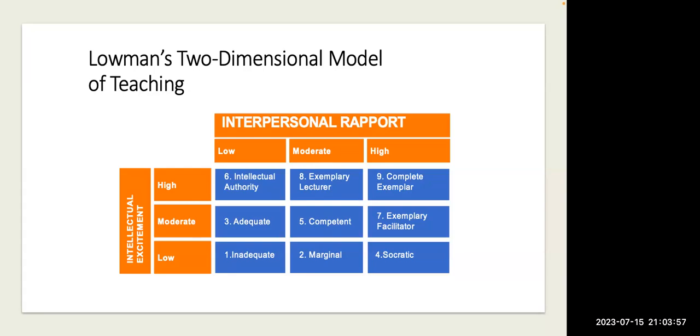You design your PPTs very well. You teach very well. You have good examples. You're very clear. People can understand you, but your interpersonal rapport is moderate. Then you are an exemplary lecturer. And then 9th is complete exemplar. So I will answer your question, Indu, but let me ask first, any of these 9 tiles, is it clear or not clear?